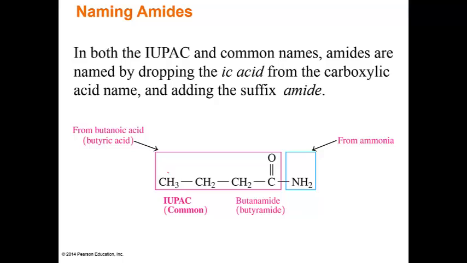So how do we name amides? Both IUPAC and common name amides are named by dropping the ic acid from a carboxylic acid name and adding the suffix amide. All right, suffix afterwards, prefix before, so suffix. So we've got butanoic acid. All right, and we're going to keep the but, and we are going to put amide at the end. All right. Easy as that.